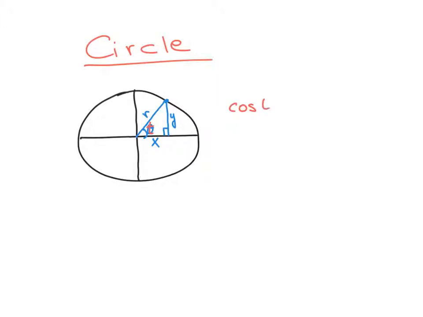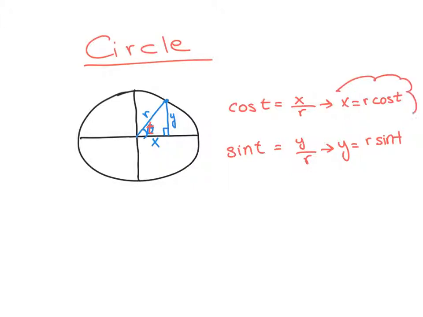So cosine of t is adjacent over hypotenuse, and the sine of t is equal to opposite over hypotenuse. So from here I can see that x is equal to r, which is the radius, times cosine t, and y is equal to r, which is the radius, times sine of t. So keep that in mind as you are writing parametric equations for circles.